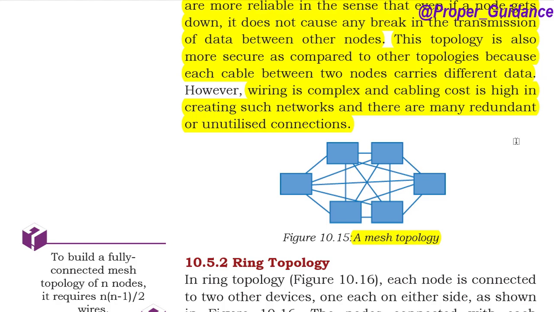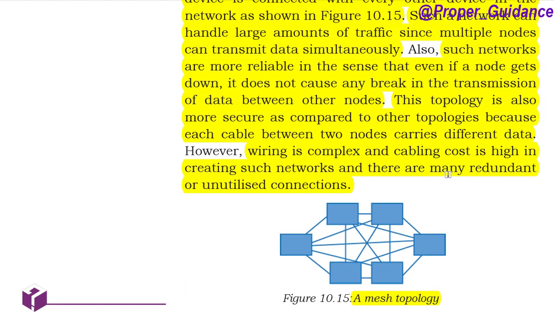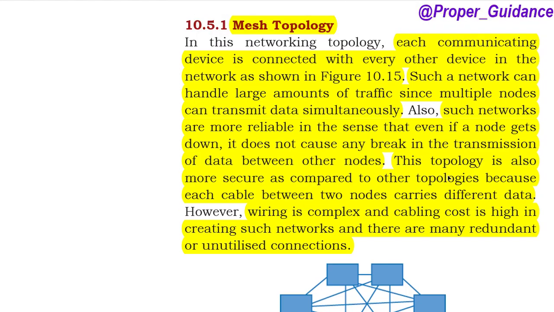That's why we have to think about how many devices there are; all these things depend on that. How many devices are there, what kind of data I have to transmit, because if there is something much more secure I have to transmit, then mesh topology is useful. Otherwise, wiring cost is higher, cabling cost is higher. So all these things we have to first think about and then decide which topology to take for which kind of networking system.